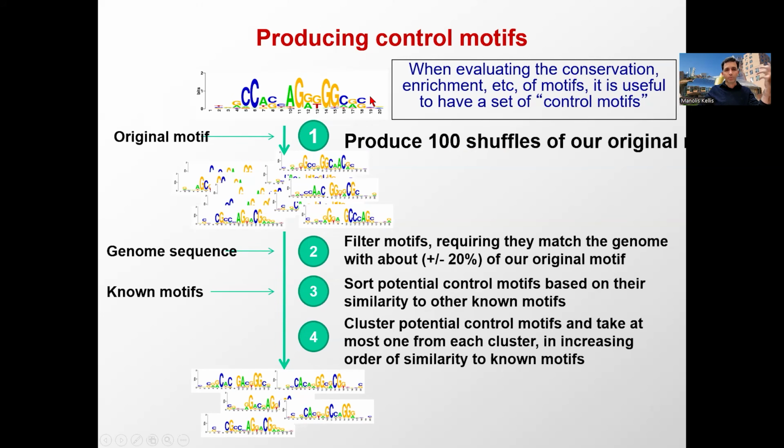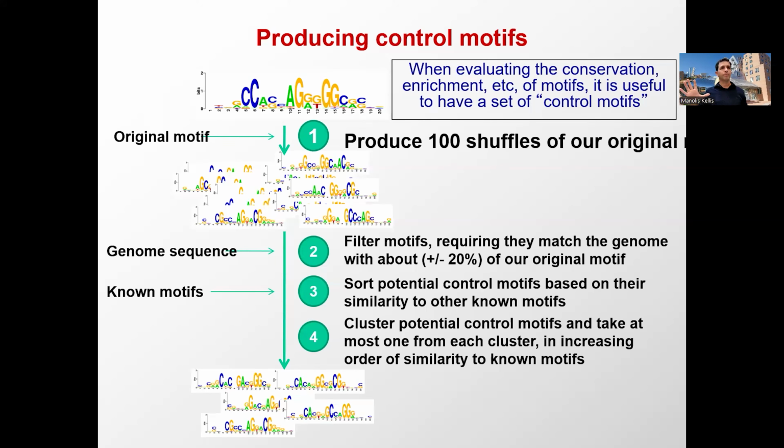And for example, we can take a motif and produce 100 shuffles of the original motif. And we're going to filter motifs by requiring that they match the genome within, say, 20% of the original motif. Because if I change all of the G's with A's, for example, then it might match much, much less in the genome. You don't care about conservation. You don't want to be filtering for your own signal. You don't want to filter motifs that are conserved in a different fashion. No, that's the signal you're trying to catch. But what you're trying to correct for is just simply nucleotide frequency and nucleotide composition.